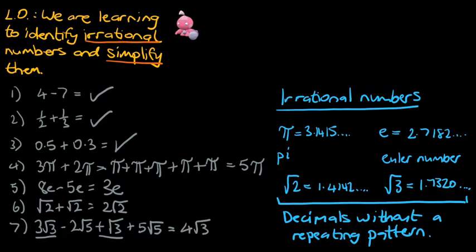We can then do the same with root 5. So we've got negative 2 over here, and we've got positive 5 over here. That's going to be 3. So that's going to be 3 lots of root 5.